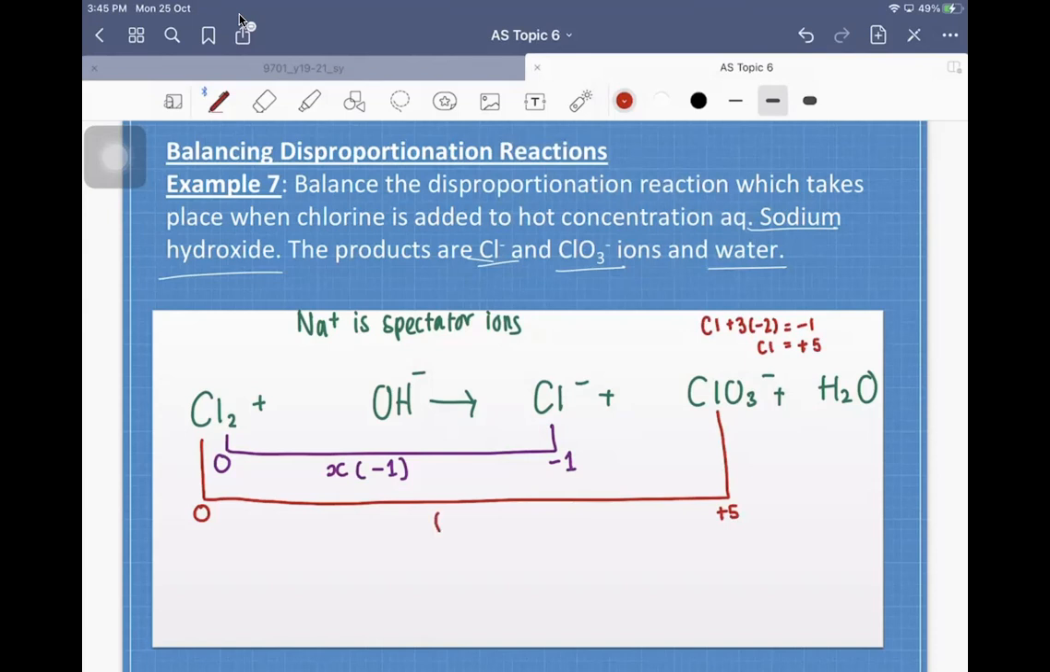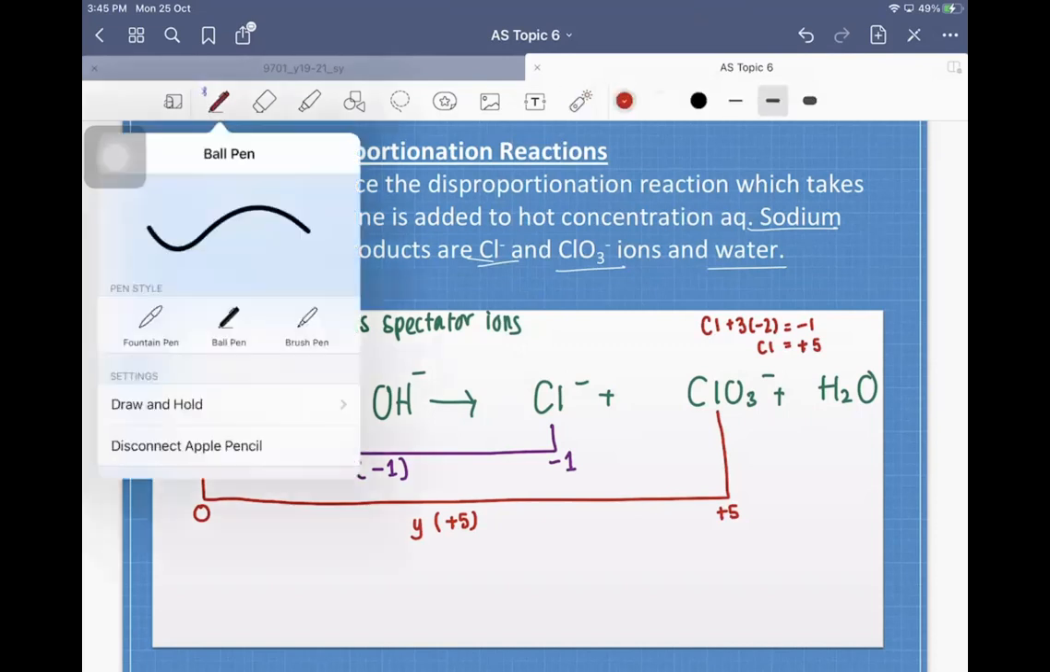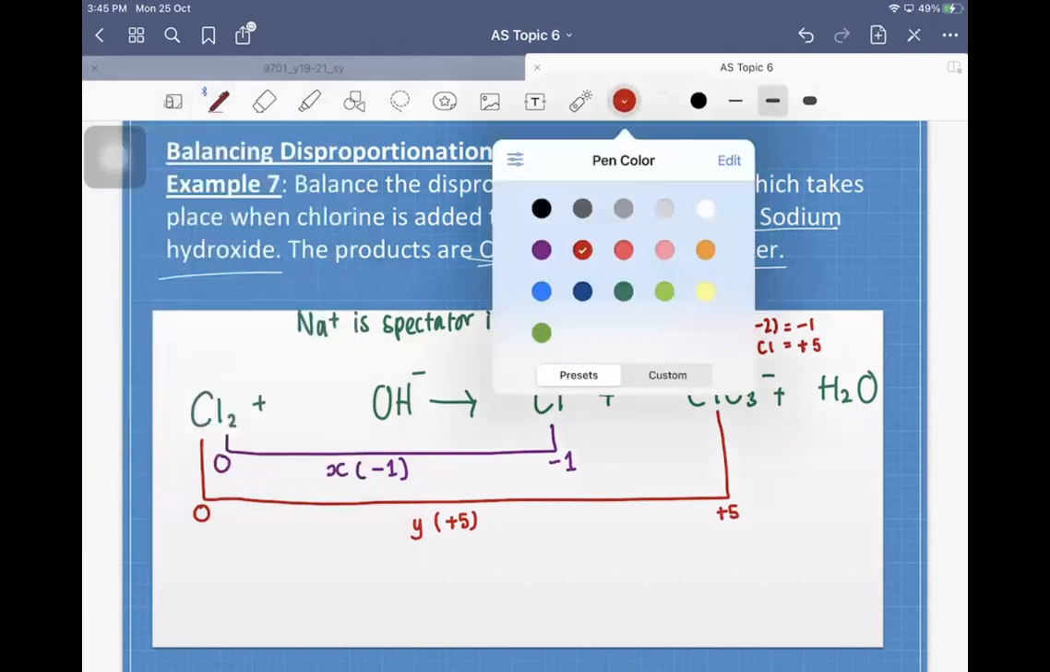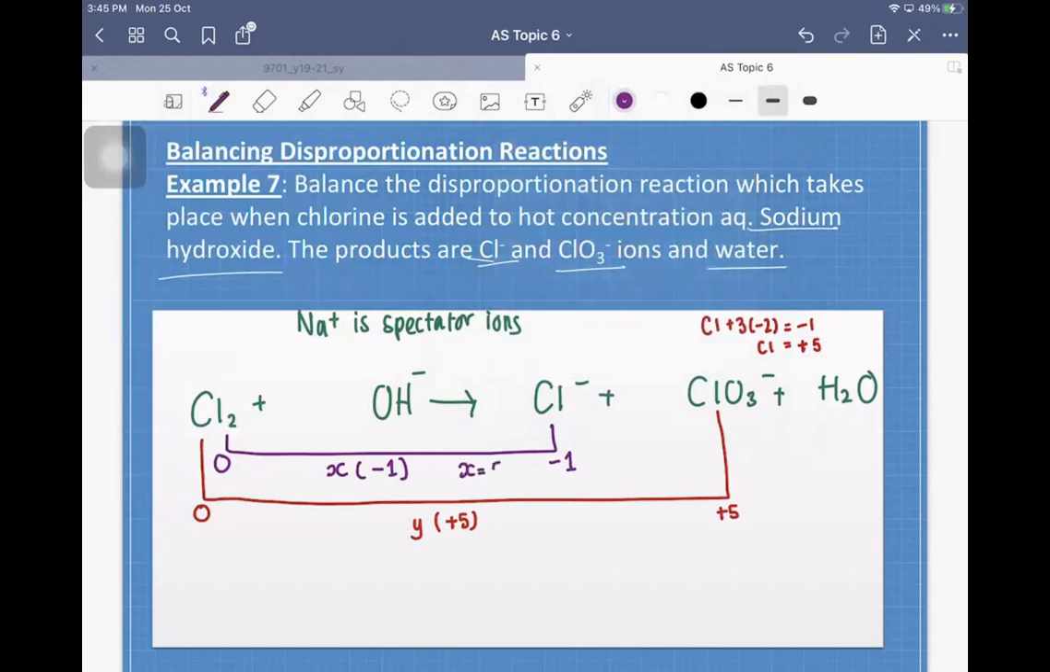So that's an increase by 5, and a decrease by 1. I want to match them together. So the common factor of 1 and 5 is 1 by 5. That means I have to multiply it by 5. Okay. So how can I multiply this by 5 is taking my X to be 5. X is now 5, so that I have 5 lots of chlorine.